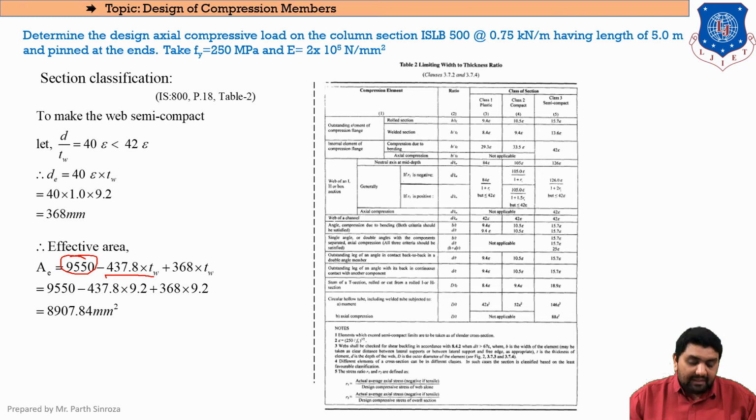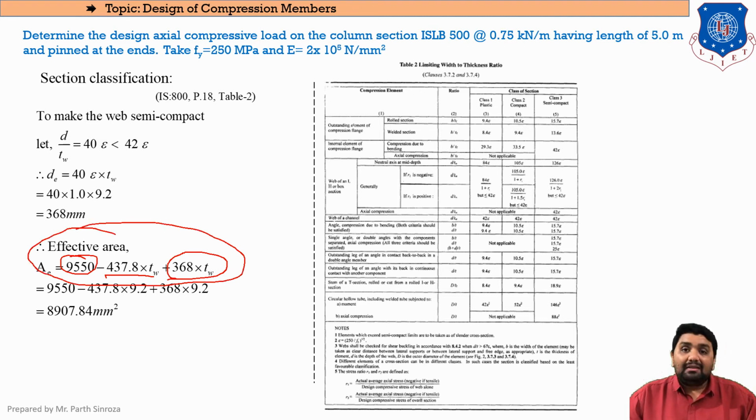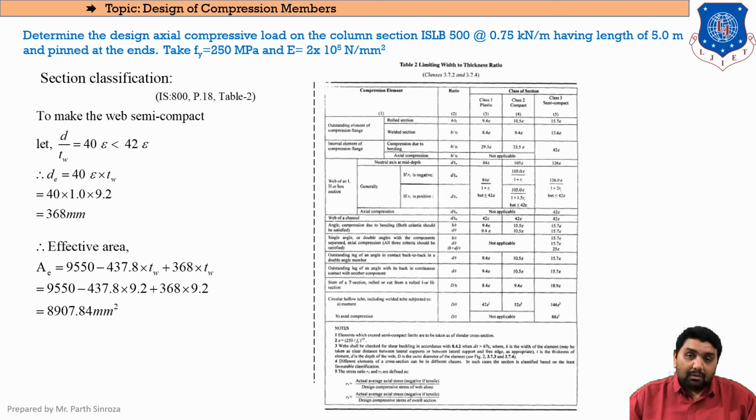We'll be deducting the area from our ineffective depth. Clear? And we'll be adding the area that we obtained from the effective depth. So by deducting and adding, we'll be getting the effective area in this case. Clear? So every time we obtain the equation of effective area, we will be solving this equation, and here the answer comes out to be 8907.84 mm square. So the total area was 9550 and the effective area in this case comes out to be 8907.84 mm square.